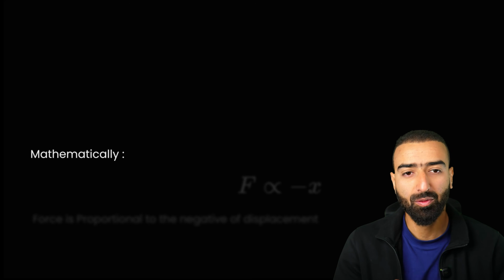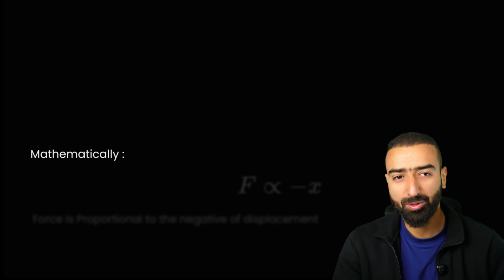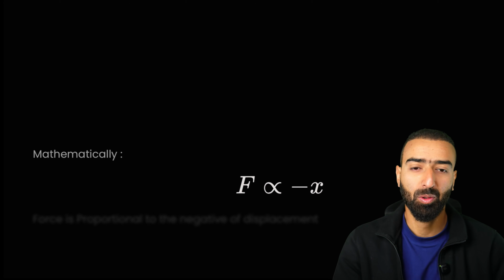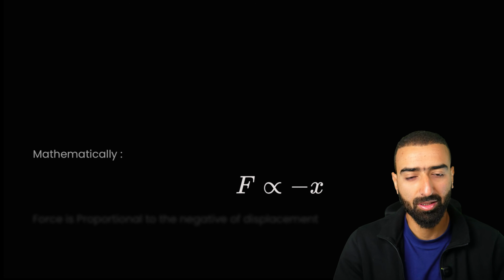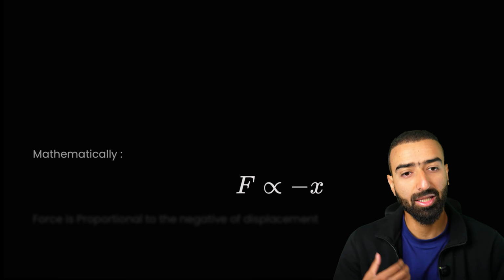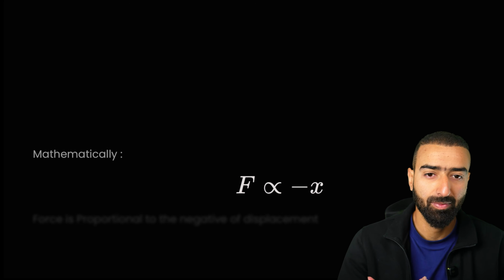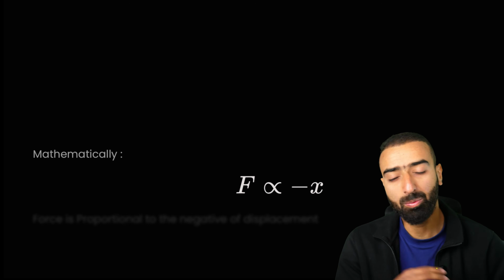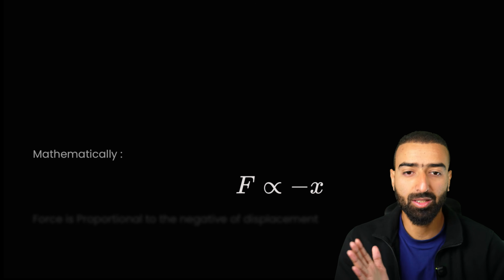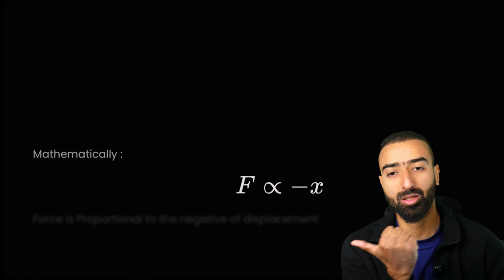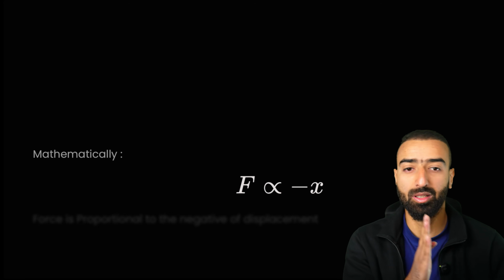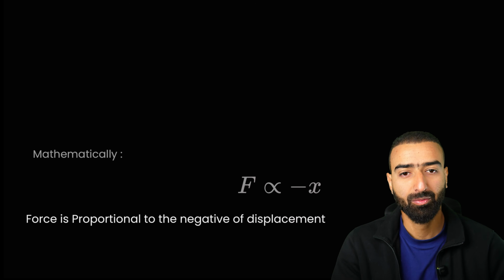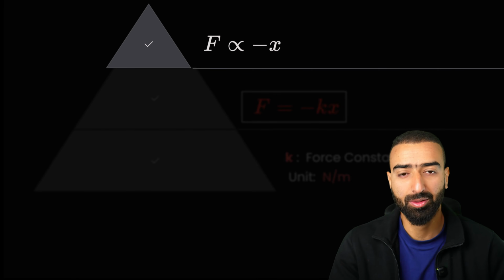Both the conditions for simple harmonic motion can be beautifully expressed mathematically. We can write force is proportional to negative displacement. This means if you double the displacement, the force doubles. The negative sign signifies that the force is directed opposite to displacement. If the displacement is to the right, the force is pointing towards the left. If the displacement is to the left, the force is going to be towards the right. So here's our proportionality relationship.